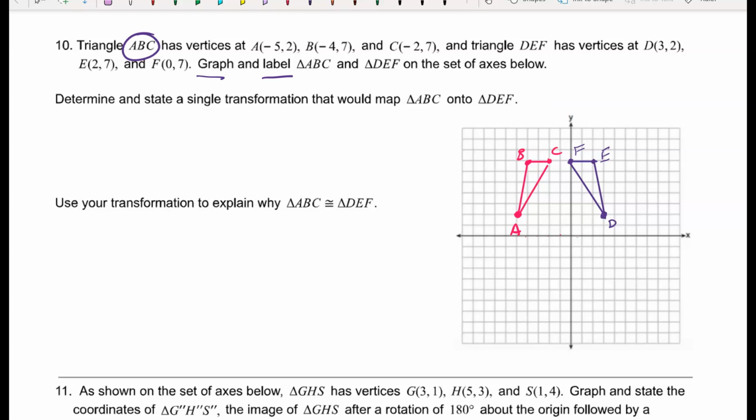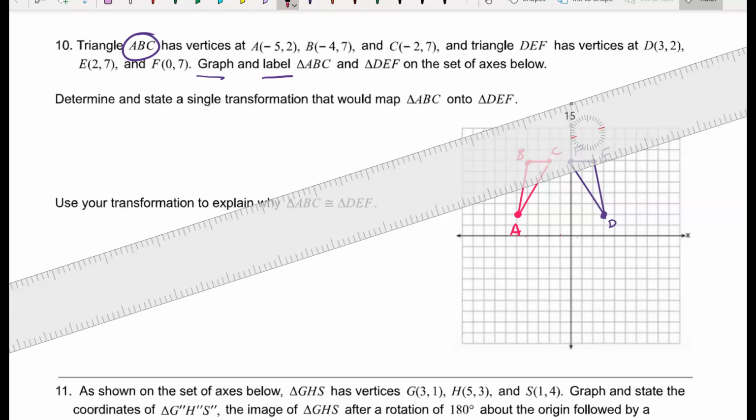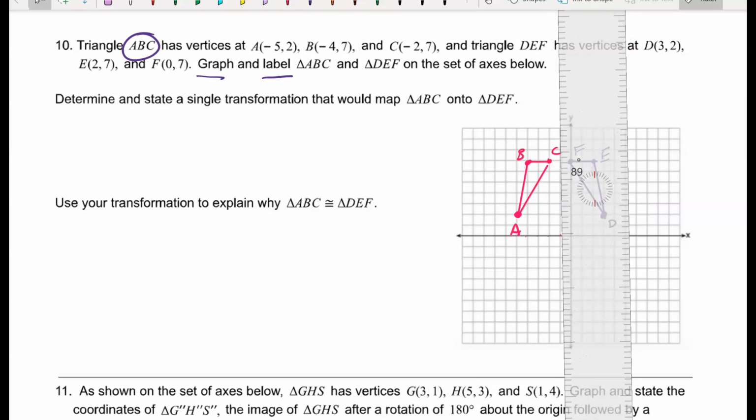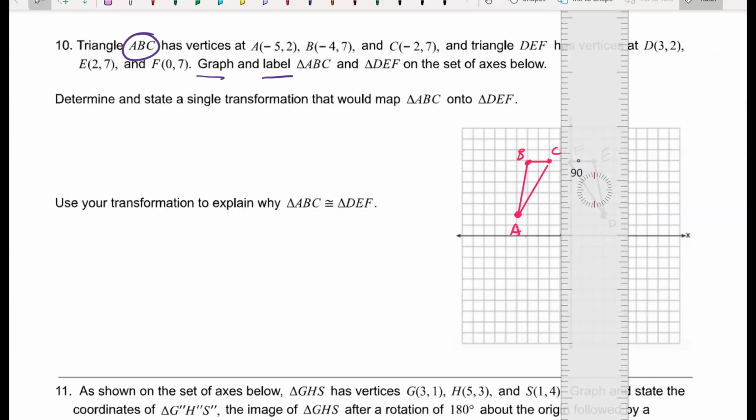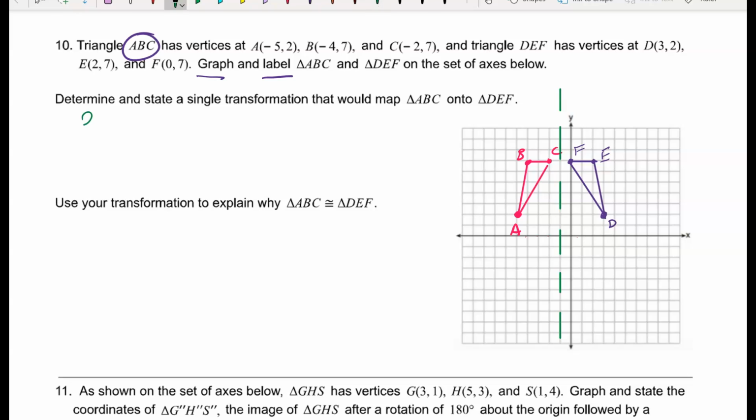Well, to me this looks like a reflection, but it's not over the y-axis or the x-axis. If I'm trying to draw a line of symmetry, it would be right there. So I definitely know this is going to be a reflection, but I need to state what line I'm reflecting it over. And if you remember, vertical lines are always of the form x equals, and all of the x values on that line are -1.